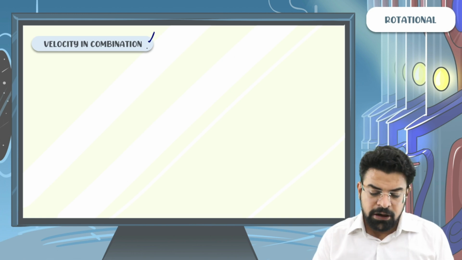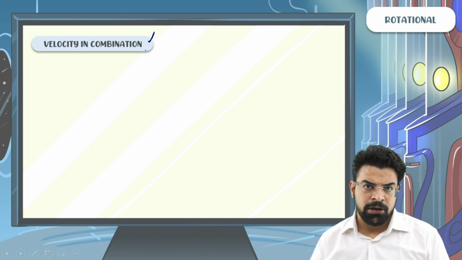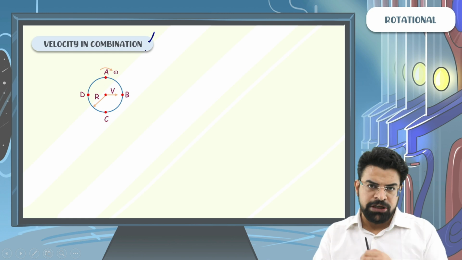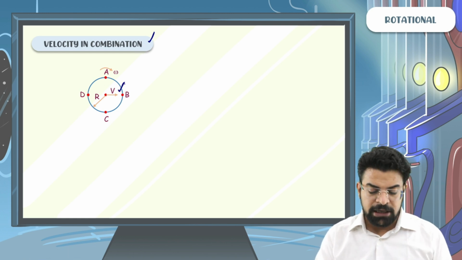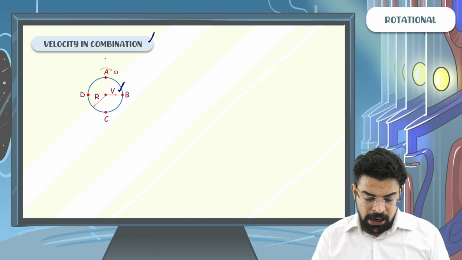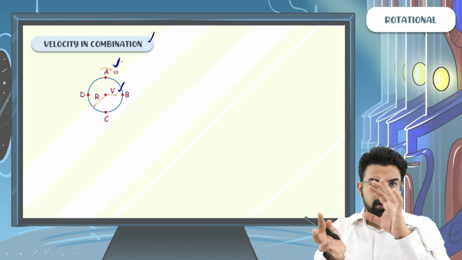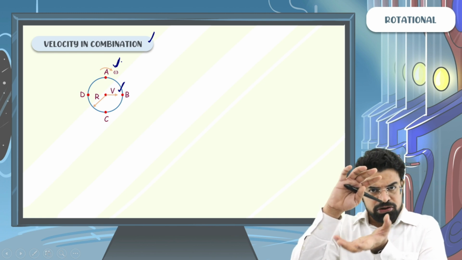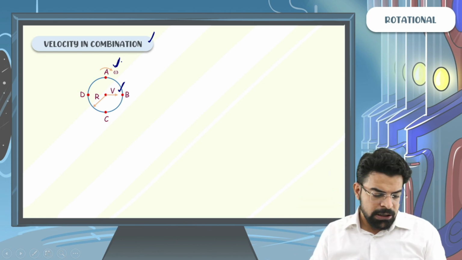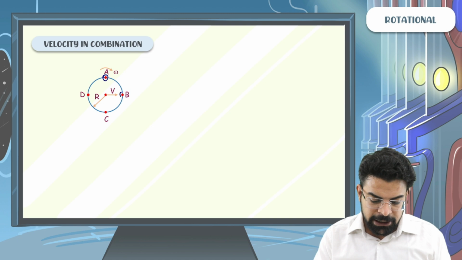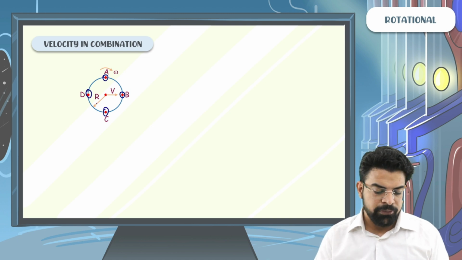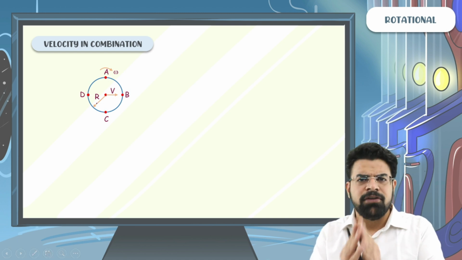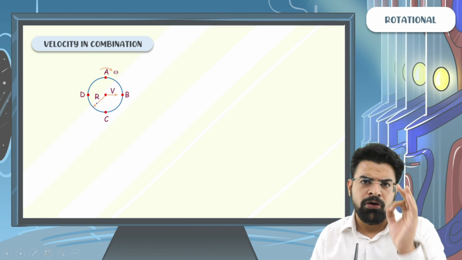How to write the velocity in combination motion. Let's say we have this circular object which has got a translational velocity v and it has got an angular velocity omega. So the center of mass moves with a velocity v and this body also has an angular velocity omega. And let's say there are 4 points on the body A, B, C and D. How will you write the net velocity of any point on this body?